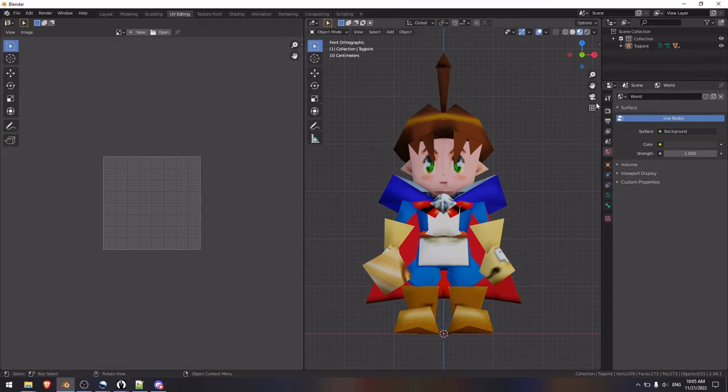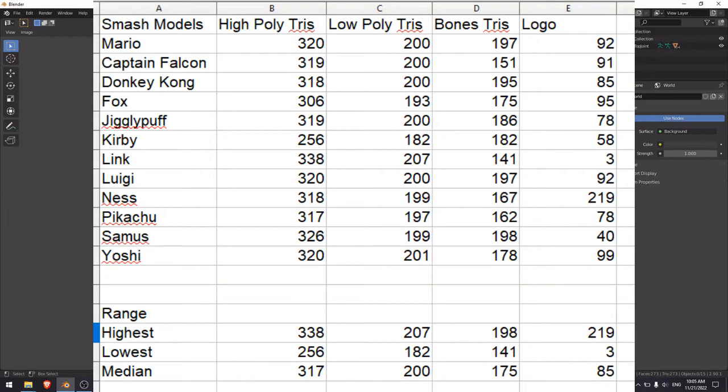If we look at the graph of models we have of the characters that already exist in Smash Bros., you'll see that there is a decent range going from 207 down, but from what you can see, the primary value of a low poly model is almost consistently around 200 tris. That means when we take our model that we created, we have to boil it down to 200 tris.